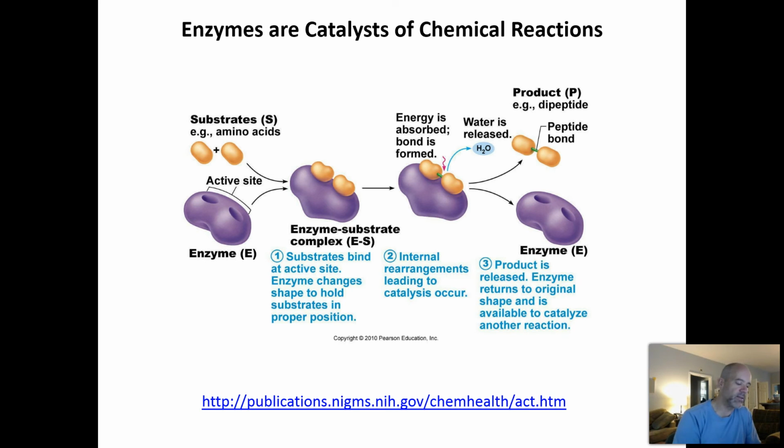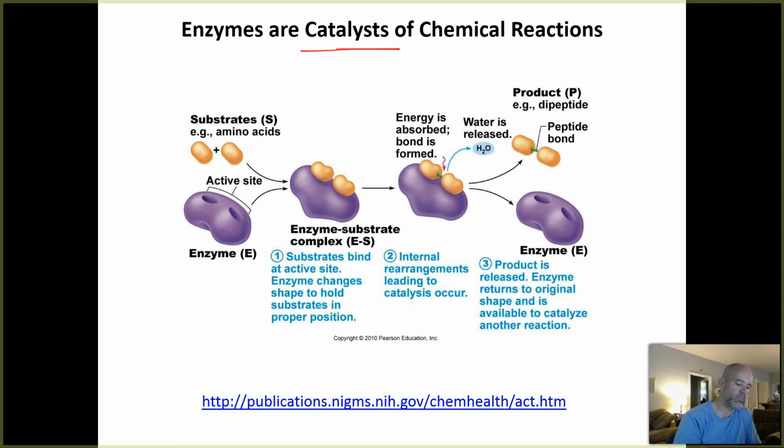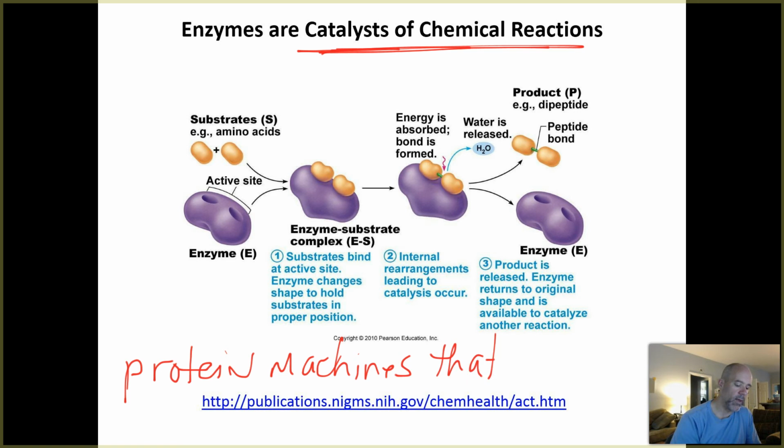Enzymes are catalysts of chemical reactions. And by catalyst, what we mean is they make them happen more efficiently. They speed them up. So most enzymes are proteins, and they're basically protein machines that speed up or make chemical reactions more likely to occur. So they speed up the frequency of our chemical reactions.